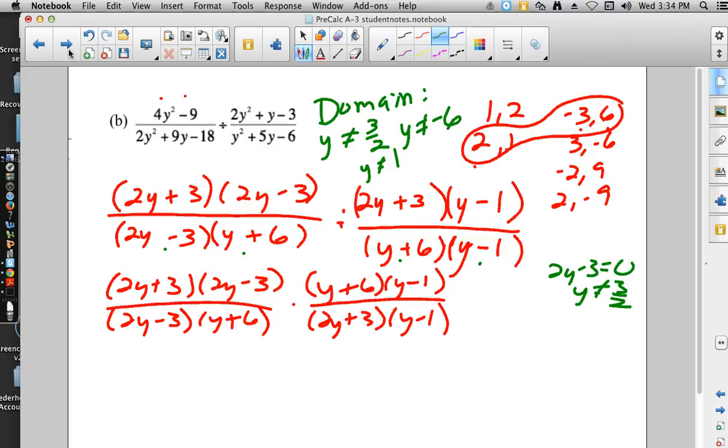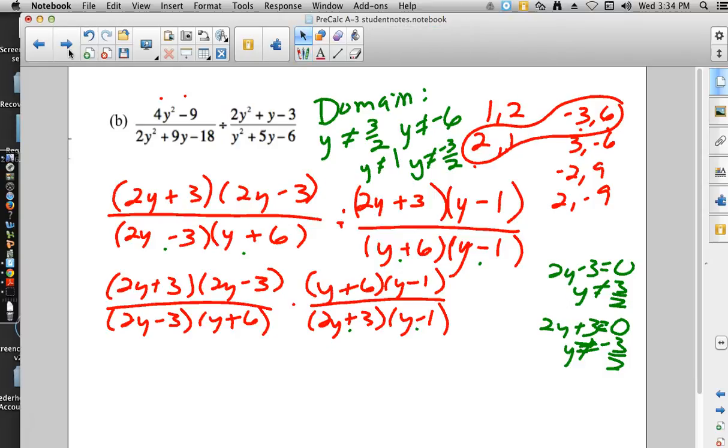Got her flipped. We check for new restrictions on the domain. Well, now it's 2y plus 3. And we, of course, realize that's going to give us a negative 3 halves when we try to solve that for 0. All right, so we've got a negative 3 halves, and we have another 1 down here, but we already have that listed. So back up to our domain, y cannot be negative 3 halves.